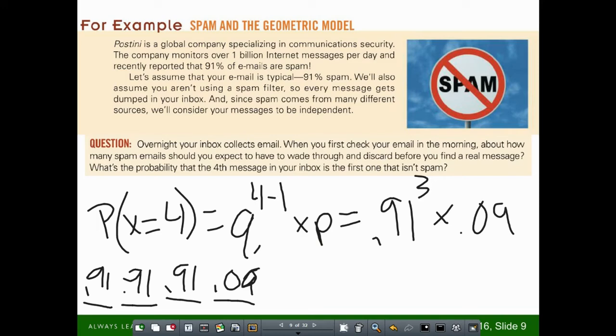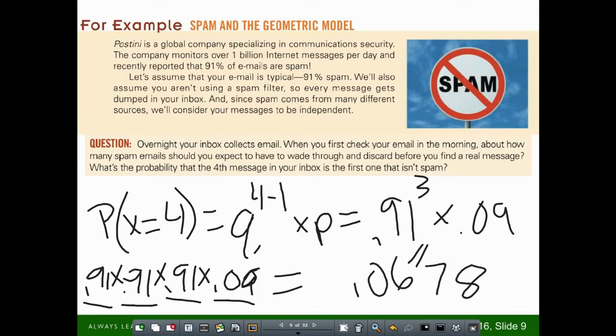Now, if you actually plug either one of these into the calculator, both of them should give you the answer of 0.0678. Now, what does that mean? It means essentially that there is a 6.78% chance that you would get the first good email on your fourth message.